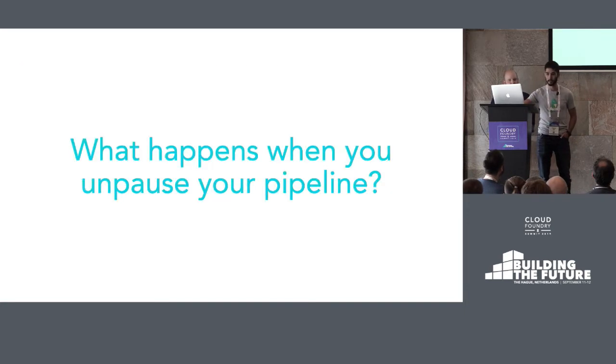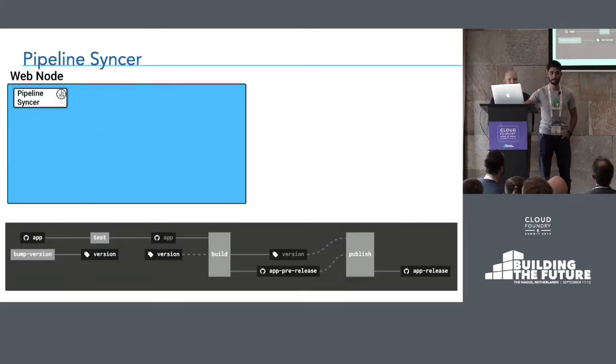So let's unpause it and ask what happens when you unpause your pipeline. Once your pipeline is unpaused, this routine called the pipeline syncer will actually notice your pipeline, and it's going to create another web routine. And this is happening in the web node. So the pipeline syncer sees your pipeline, sees it's unpaused, and it creates a pipeline routine.